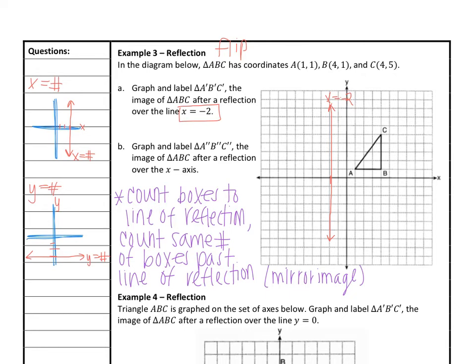So if we are reflecting, again, we count boxes. So A currently is 1, 2, 3 squares away from my line that I drew in, x equals negative 2. So again, 1, 2, 3. So now I count 1, 2, 3. And here is where I'm going to plot the point A prime. Now I'm going to count for B. B is 1, 2, 3, 4, 5, 6 away from my red line, so now I go 6 beyond it. Count the same number you just counted. 1, 2, 3, 4, 5, 6. And here's where I'm going to plot point B prime.